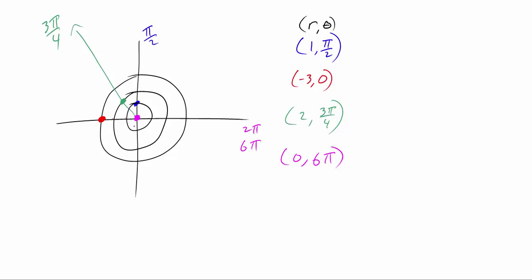Okay, so hopefully now you have a little bit of an idea of how to find and locate these points. r is the directed distance that we go out. Theta is the directed angle that we rotate around. And keep in mind, if it's positive r, we're going to go in the direction of the angle. And if r is negative, we're going to go in the opposite direction of the angle.